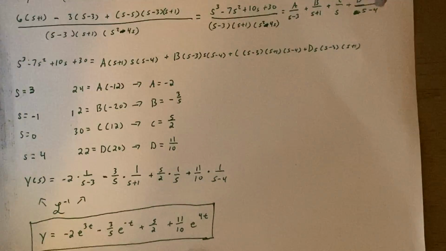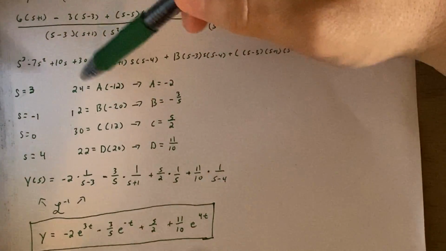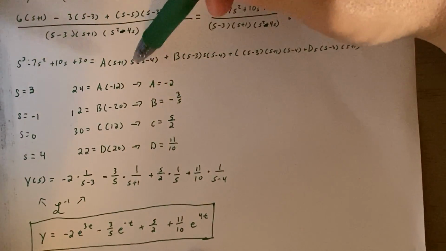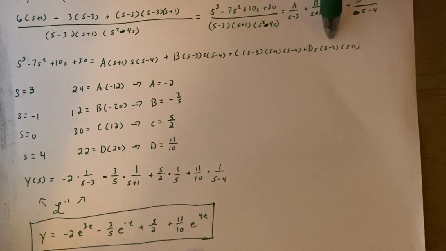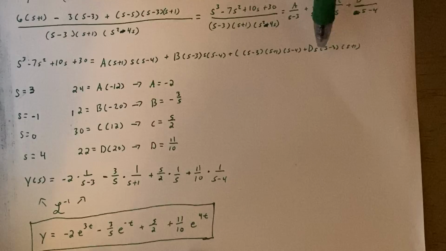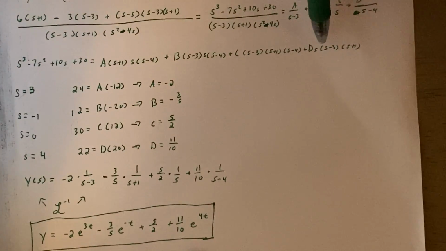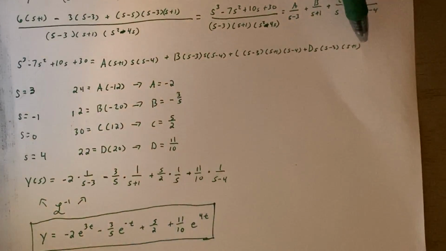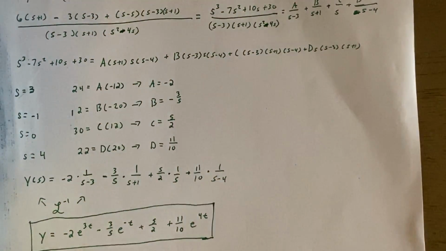And then lastly, the last term, I have an s minus 4, so my 0 with that is going to be 4. I plug in the left-hand side, I get 22. Again, all the terms are going to cancel out except for d, so I plug in 4. I get 4 times 1 times 5, I get positive 20. Divide both sides by 20, I get 11/10.